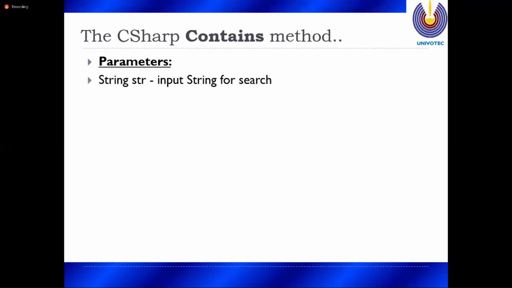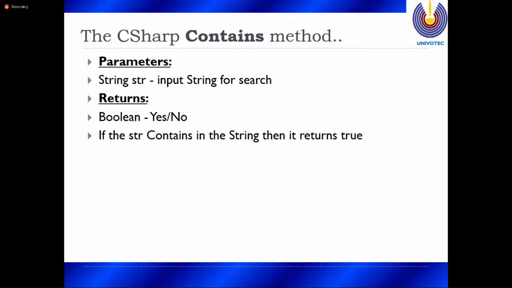Then it is a method. The parameter is a string str, the input string to search for. What value does it return? A bool, yes or no, true or false. If str contains the string, then it returns true. That's a yes, which means true. If you get true, then it is there.